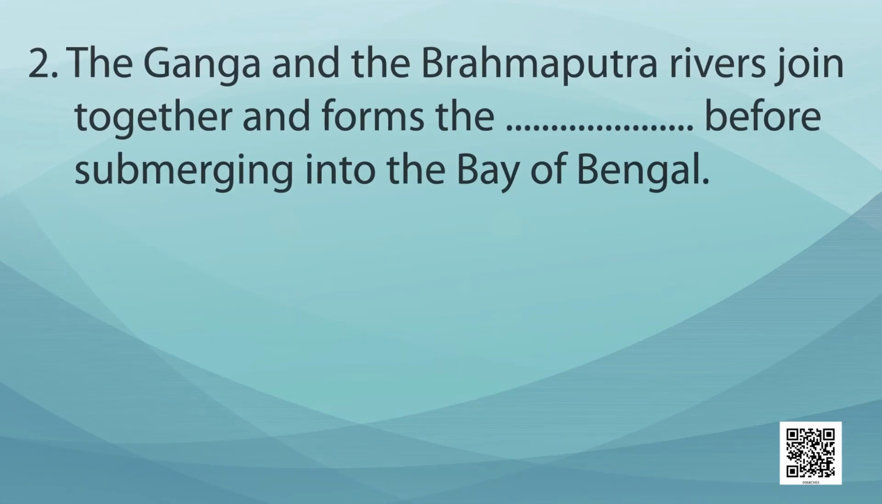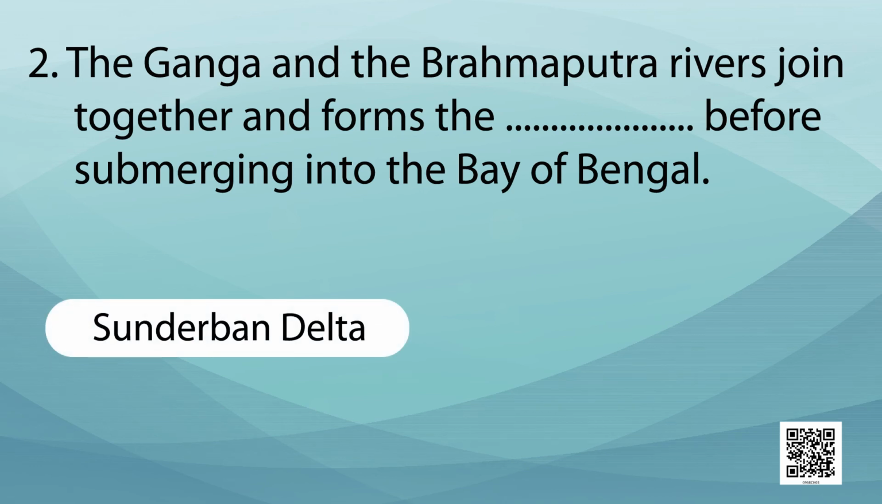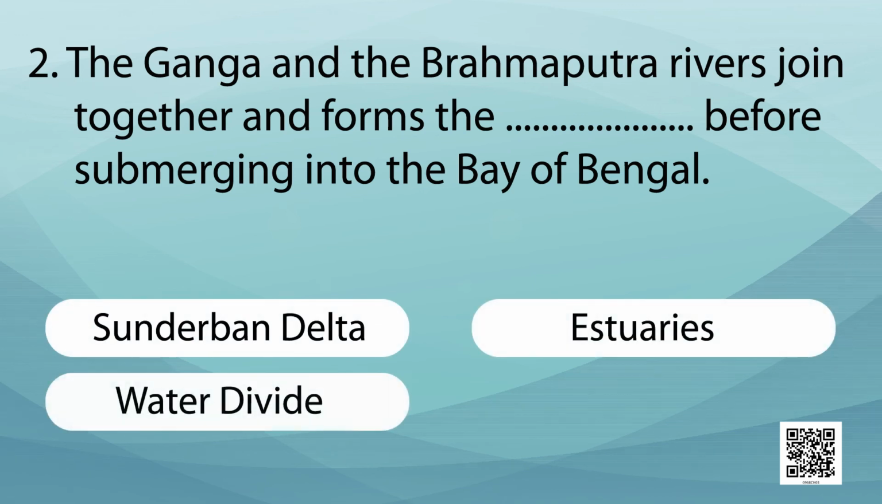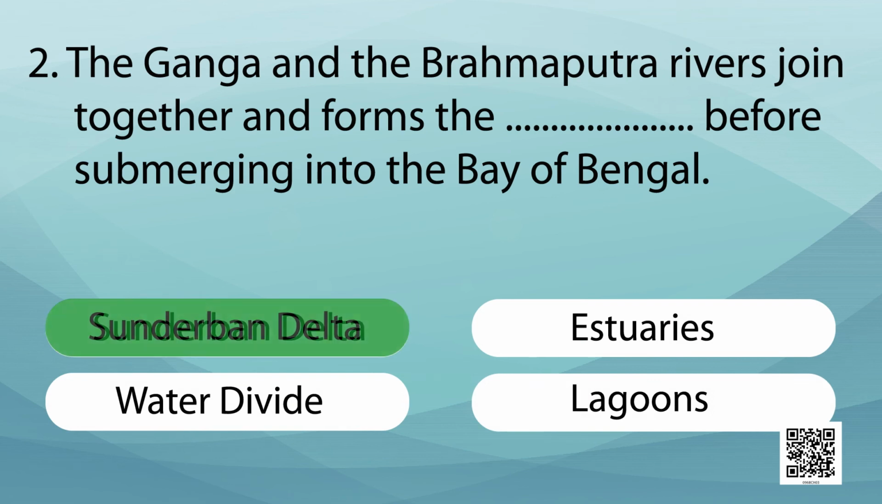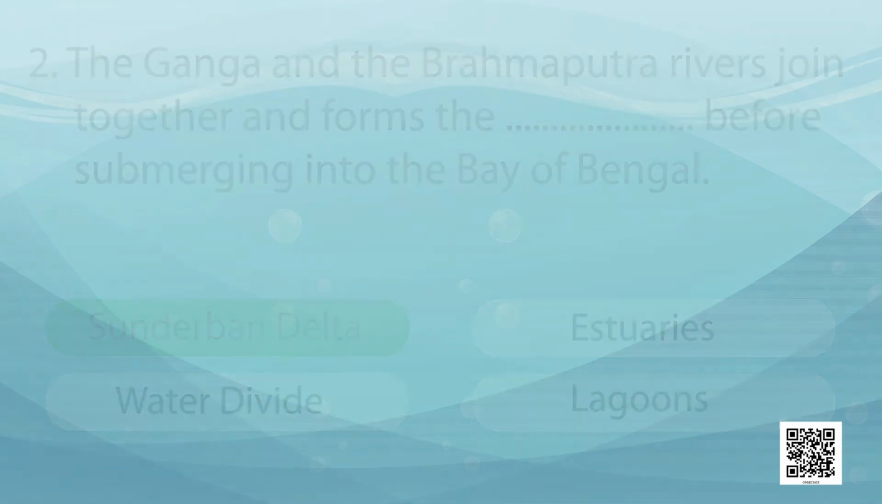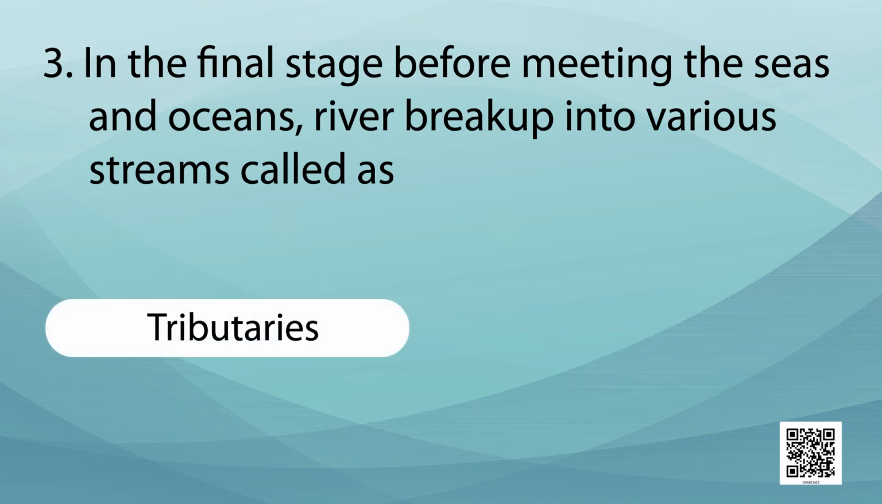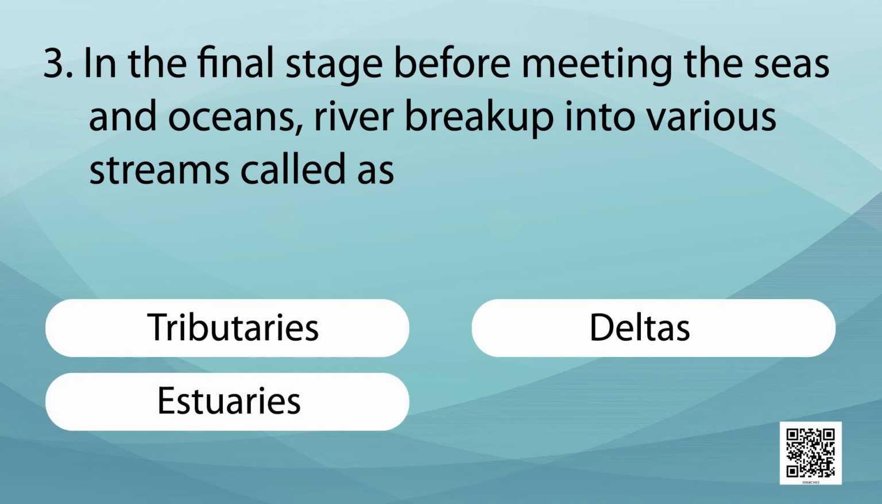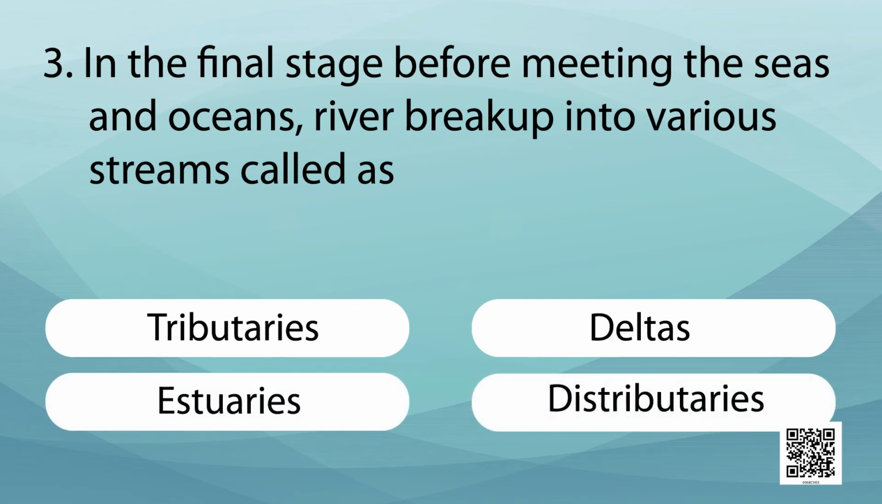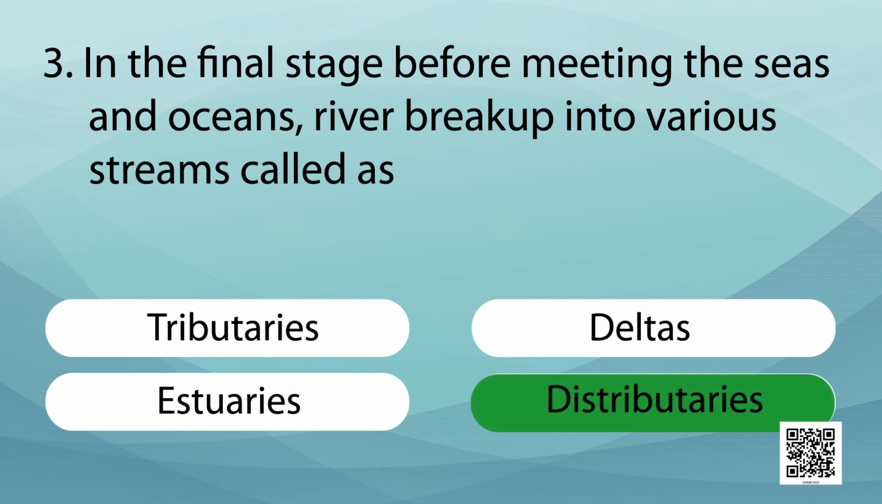Moving on, the Ganga and Brahmaputra rivers join together and form the dash before submerging into the Bay of Bengal. Sundarban Delta, estuaries, water divide or lagoons. It is Sundarban Delta. Very good. In the final stage, before meeting the seas and oceans, rivers break into various streams, and they are called tributaries, deltas, estuaries or distributaries. Correct answer, they are called distributaries.